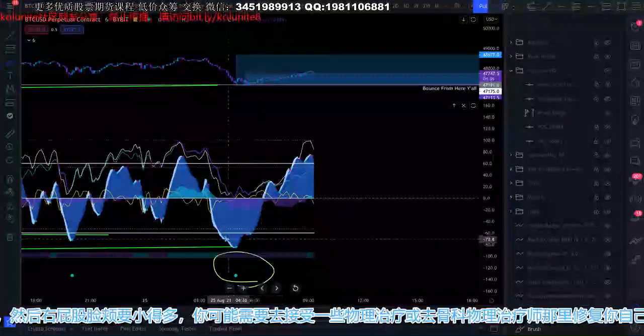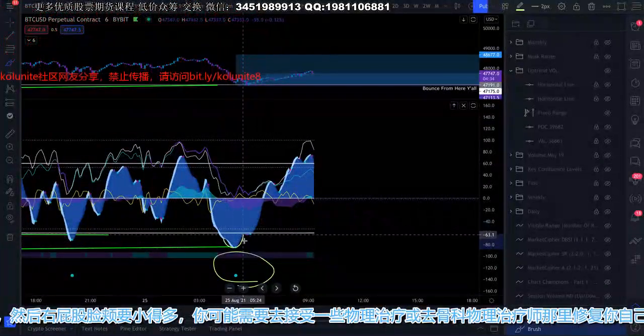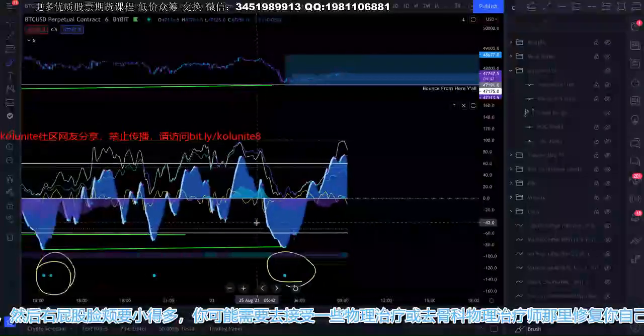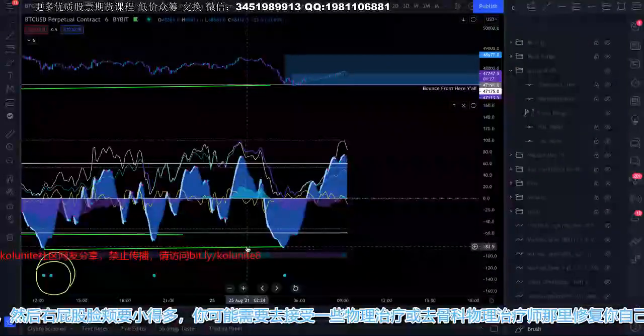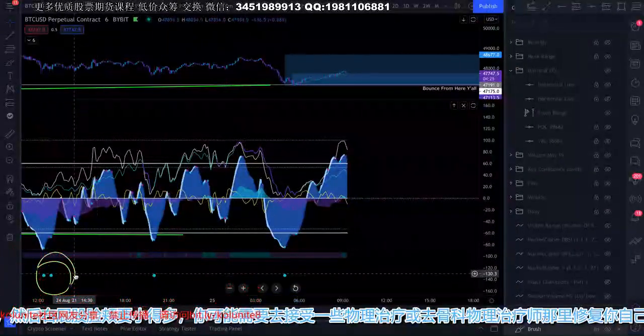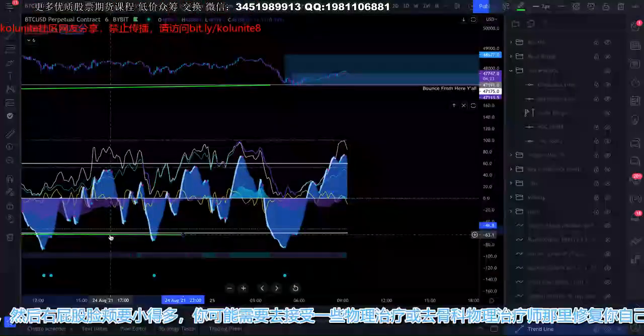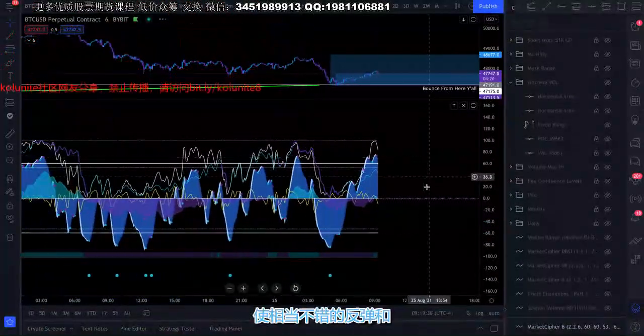This is what happens when one of your glutes doesn't fire. You get the left butt cheek, and then the right butt cheek is much smaller. You probably need to go get some physical therapy or go to an orthopedic physical therapist to fix your uneven butt cheek problem, but it does make for good bounces, okay? The uneven butt cheeks make for pretty good bounces.